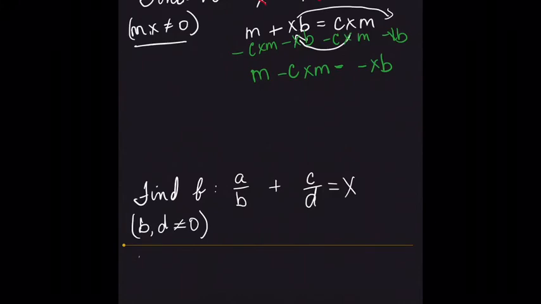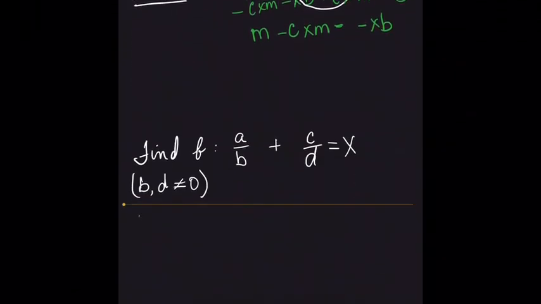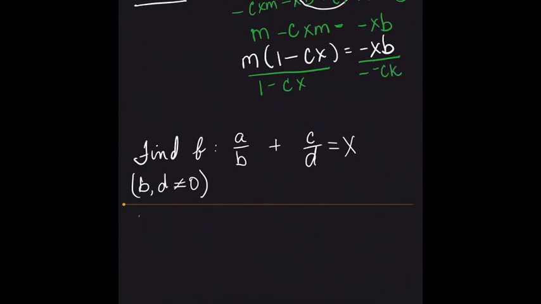So here what we can do is pull out our m's, because we have m's in both terms, and that's what we're trying to solve for, m. So if we pull our m out, go back to white, we're left with 1 minus cx equals negative xb. And now to get m by itself, we will divide both sides by what's attached to the m, 1 minus cx. Whoops, not ck, cx.